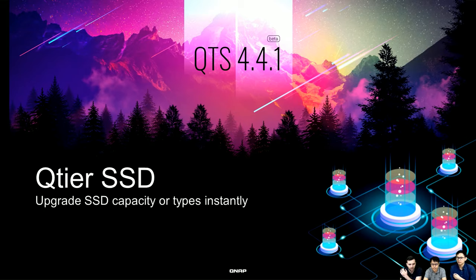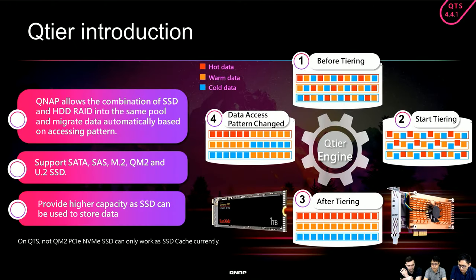And the last topic I want to share with you is Qtier. I think QNAP users are very familiar with the Qtier introduction, but I'll give a brief one here. Before Qtier, your data is divided into hot data, warm data and cold data. Hot data is the data you access a lot, and cold data is the data you seldom reach, mostly stored. When you use Qtier, we help you tier your data depending on access frequency. The hot data will be on the first layer, stored on SSD. The cold data will be on the HDD layer.